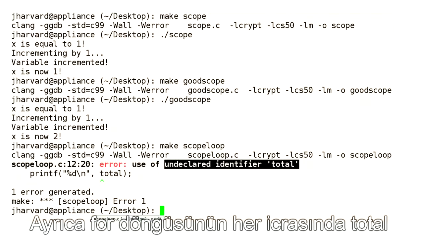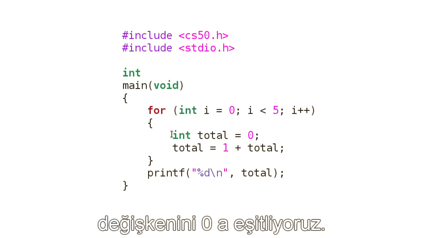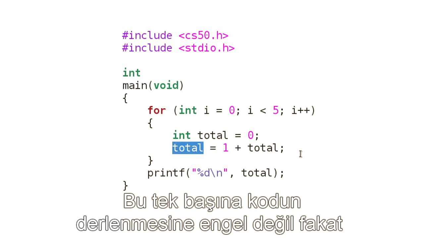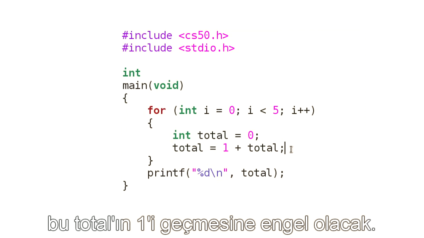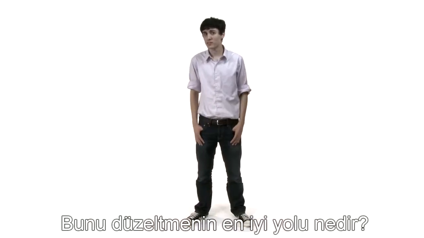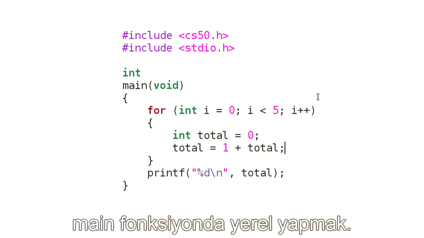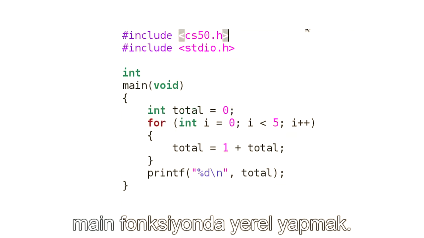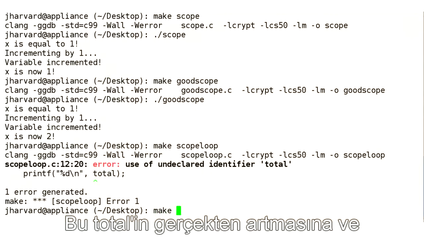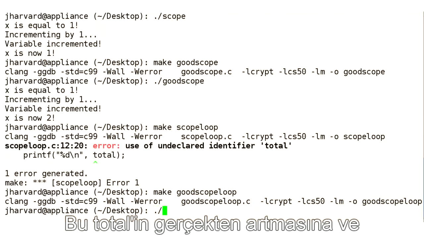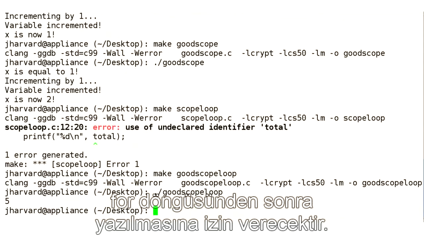Furthermore, during every iteration of our for loop, we are reinitializing our total to 0. This itself does not keep the code from compiling, but it would prevent total from ever summing to a value past 1. Again, what's the best way to fix this? One of the easier methods includes making total local to the function main, rather than to the loop itself. This will allow total to actually increment and ultimately allow it to be printed after the for loop.